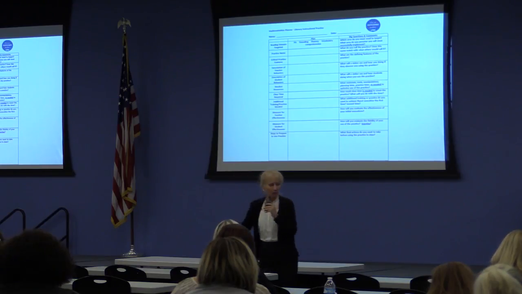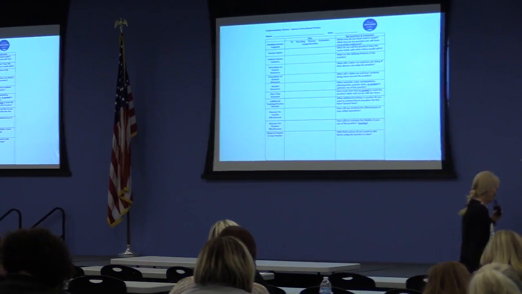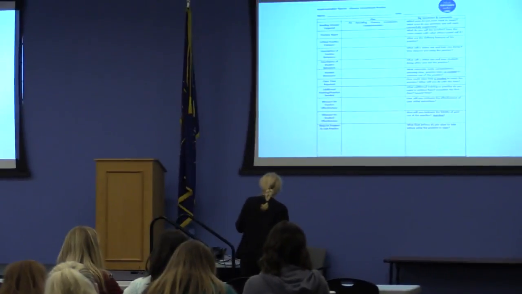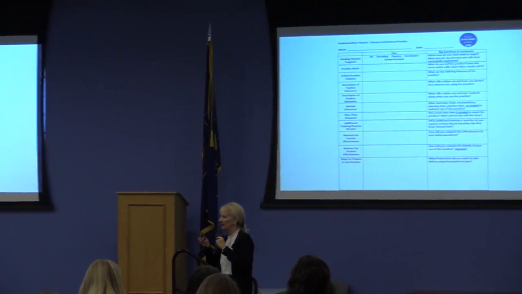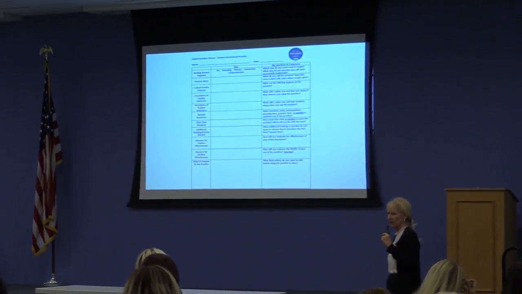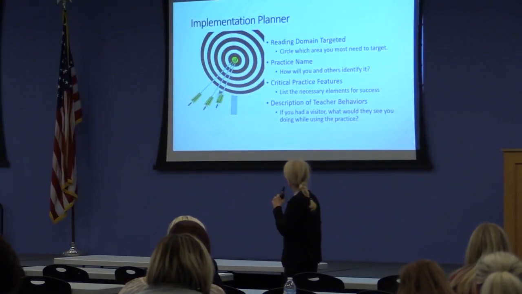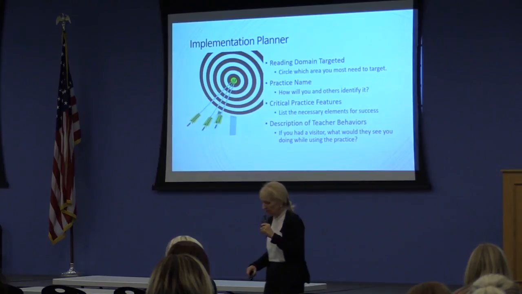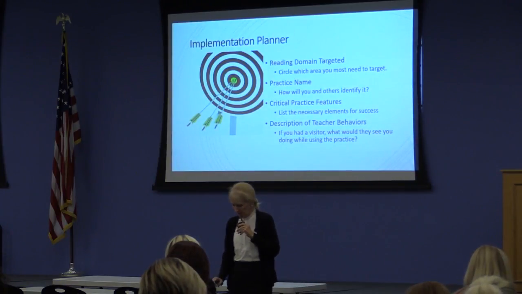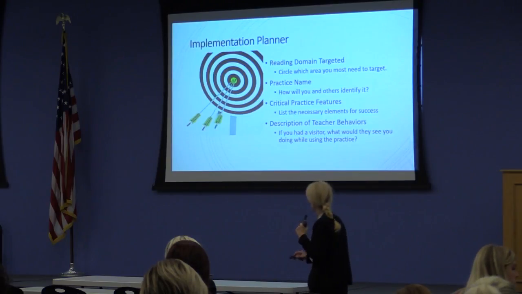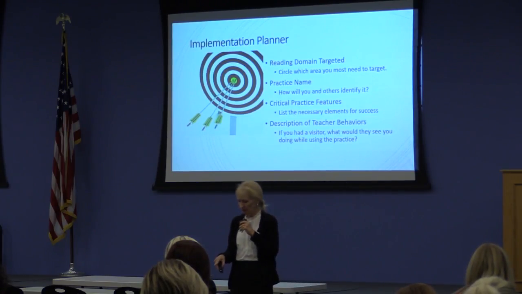So on this form, I'm just going to go through it really quickly, just so that you can understand what it is, because sometimes forms are a little funky. So if you look at the top part of it, and this is just going to go down in order, there is the reading domain targeted. So we want you to choose, there's 1, 2, 3, 4, 5 things that you guys talked about.